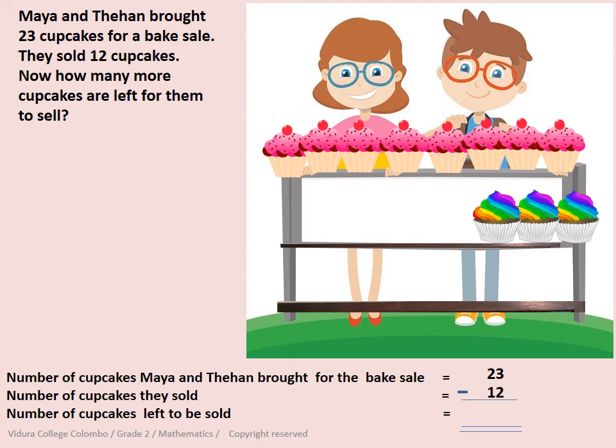First, we need to subtract the ones column. 3 minus 2. The answer is 1. And 2 minus 1. The answer is 1. So 23 minus 12, the answer is 11. So number of cupcakes left to be sold is 11.